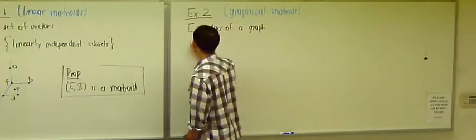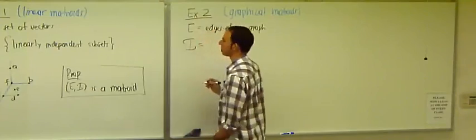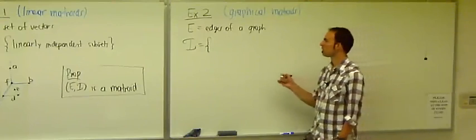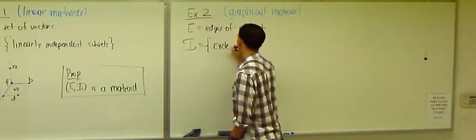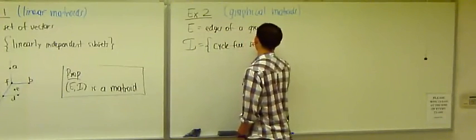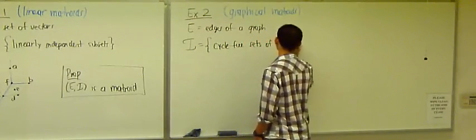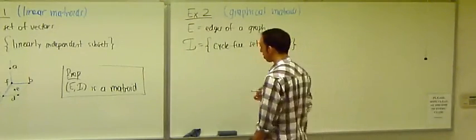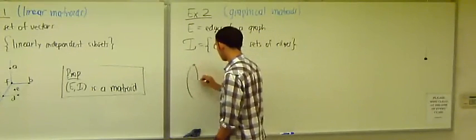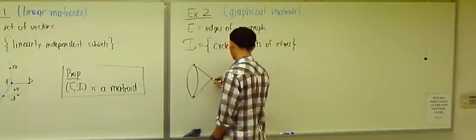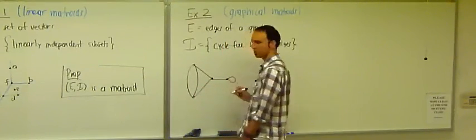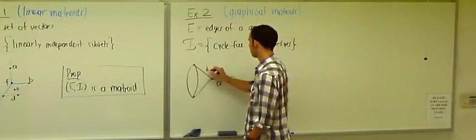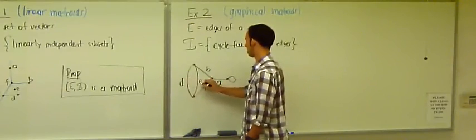Okay. And I is going to be the set of cycle-free sets of edges. Okay? So let me draw a picture that I hope looks familiar to you. If it doesn't look familiar to you, then you need to get to your homework already. Okay? So here's a graph. And let me label the edges like this. I think this is how I labeled them in the homework.